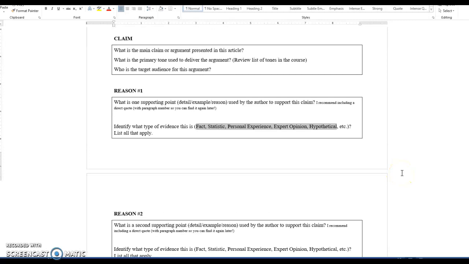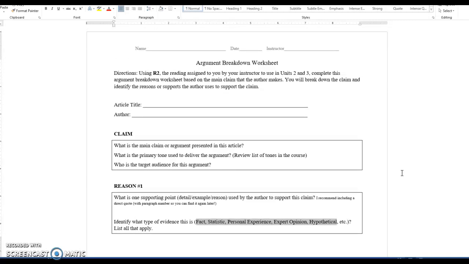So that's the argument breakdown worksheet. All the information that you need in order to complete this document is located in your course. The reading, remember, is R2, not R3, the one that you found in the library database. Do not use that article for this assignment. And if you have any questions at all, of course, you're always welcome to email me.